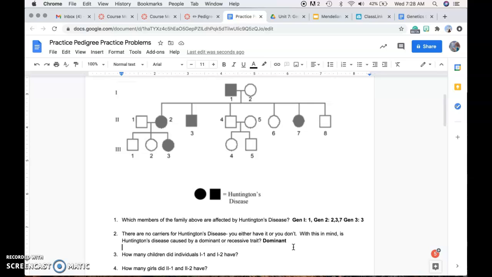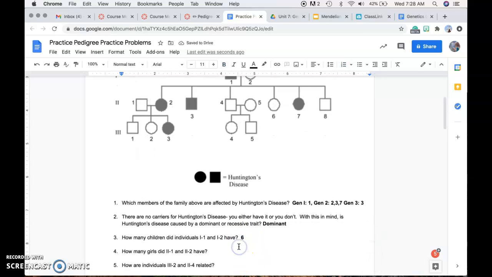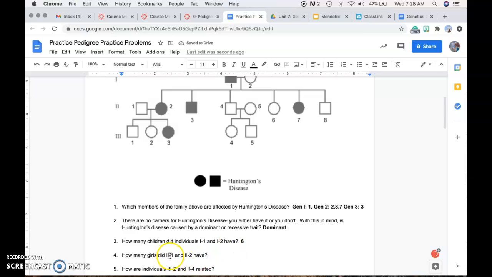Next question, how many children did individuals I1 and I2 have? That's this first generation. They had 1, 2, 3, 4, 5, 6 kids. How many girls did generation 2-1 and 2-2 have? So 2-1 and 2-2, how many girls? They had 2 females.